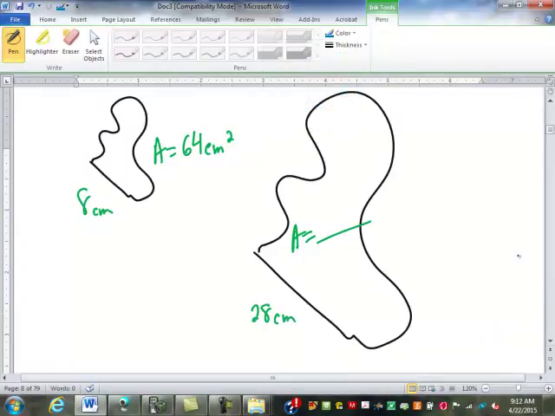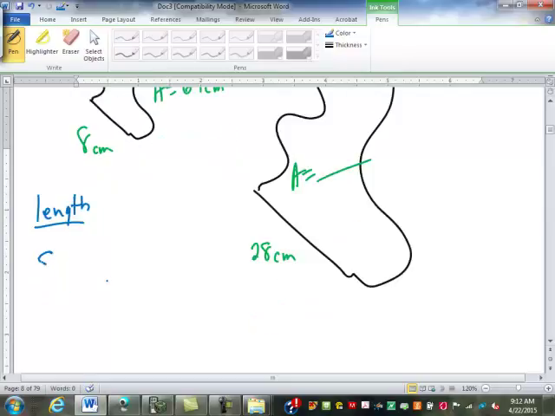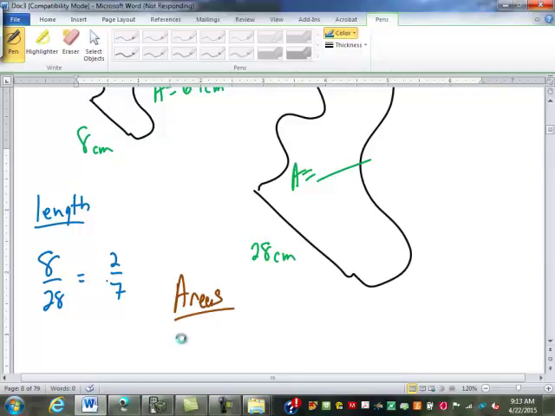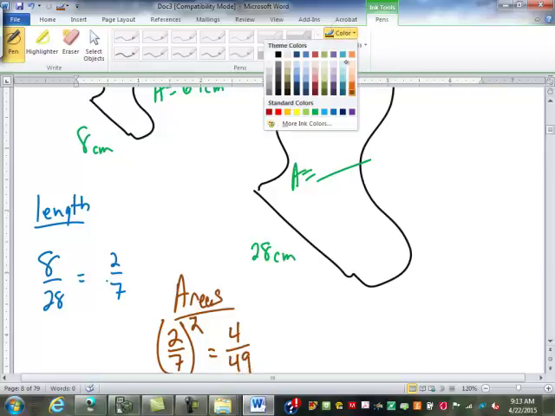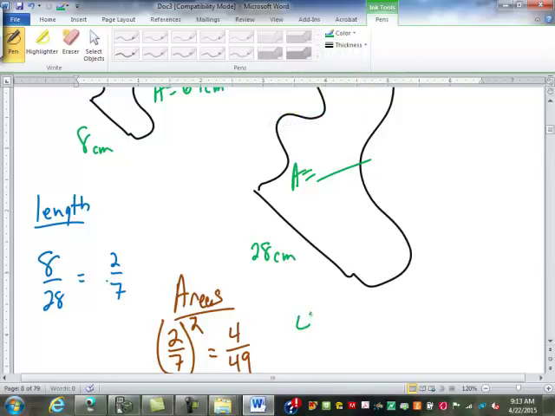Where do we start? Well, the ratio of lengths is 8 over 28, which will reduce to 2 to 7, right? Reducing it just makes it simpler. So for our ratio of areas, what do we do? Well, it's 2 over 7, and we're going to square it. What's 2 squared? 4. What's 7 squared? 49. So our ratio of areas is 4 over 49.